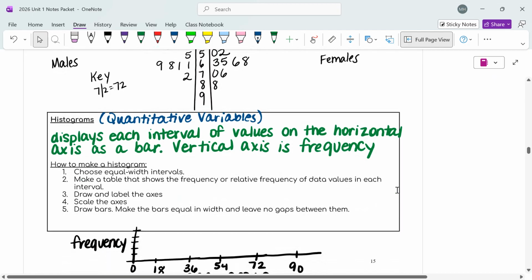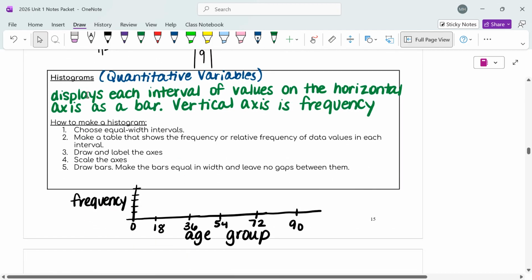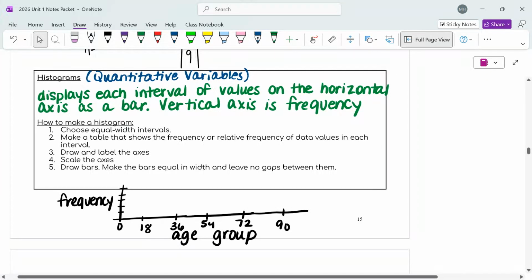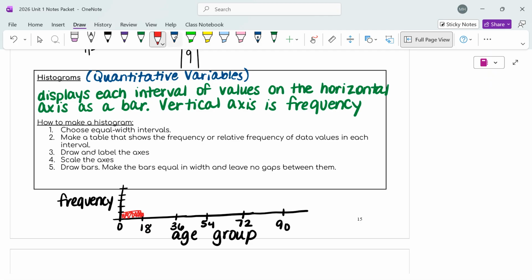Now let's talk about histograms. Histograms are for quantitative variables. Histograms are the ones that look like bar charts, but their bars need to touch because you're talking about an interval of numbers.